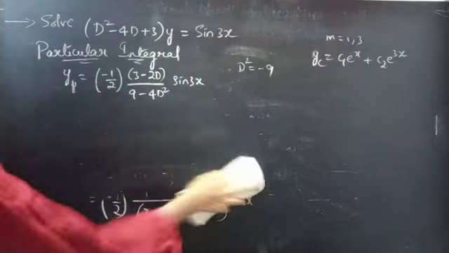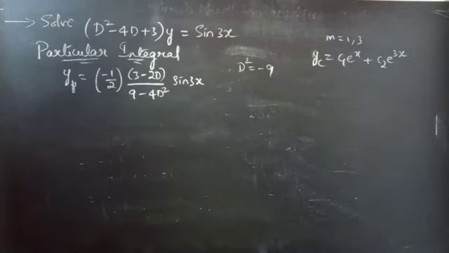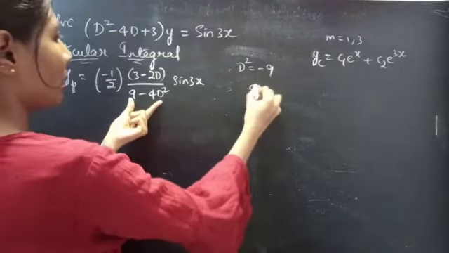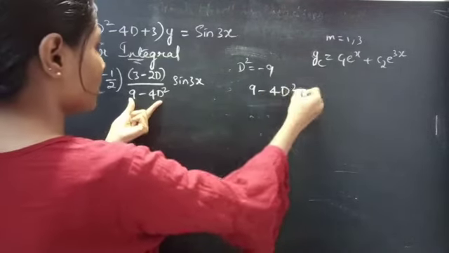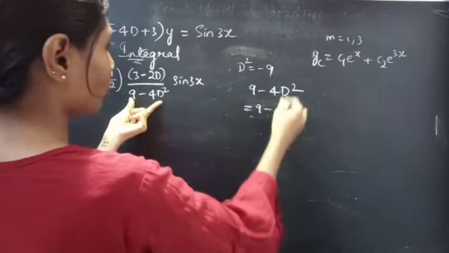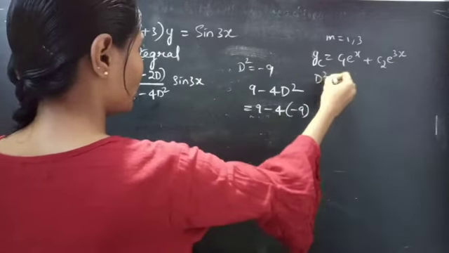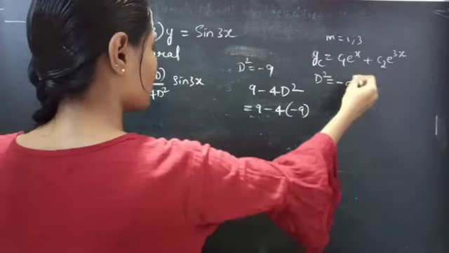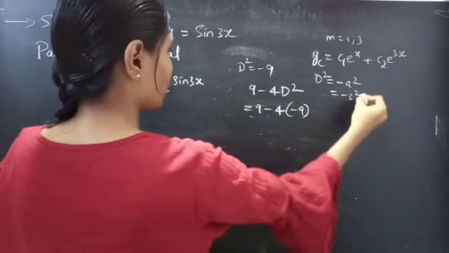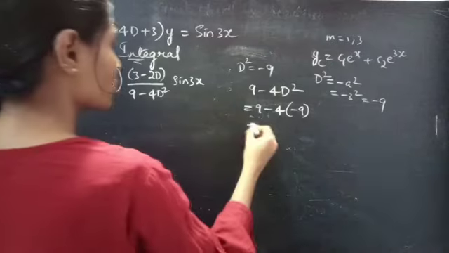Fine. Now coming to this. Take 9 minus 4D square and let's see what happens if we replace D square. We'll get 9 minus 4 into, replace D square by minus 9. We'll just replace D square by minus a square, which is equal to minus, a is 3, then we'll get minus 3 square, which is minus 9.